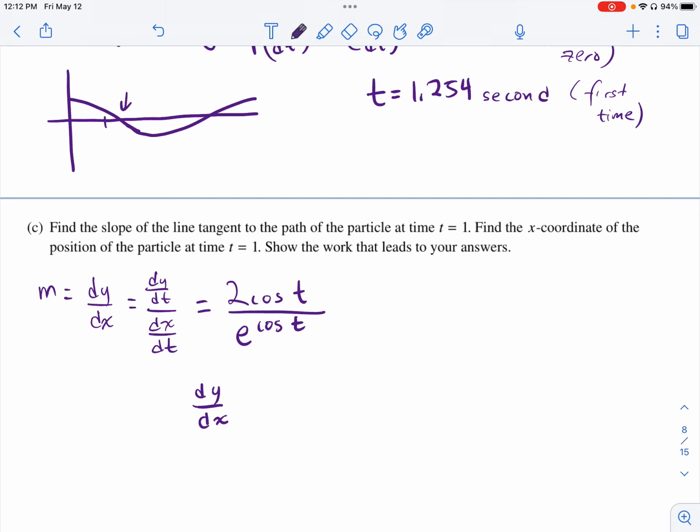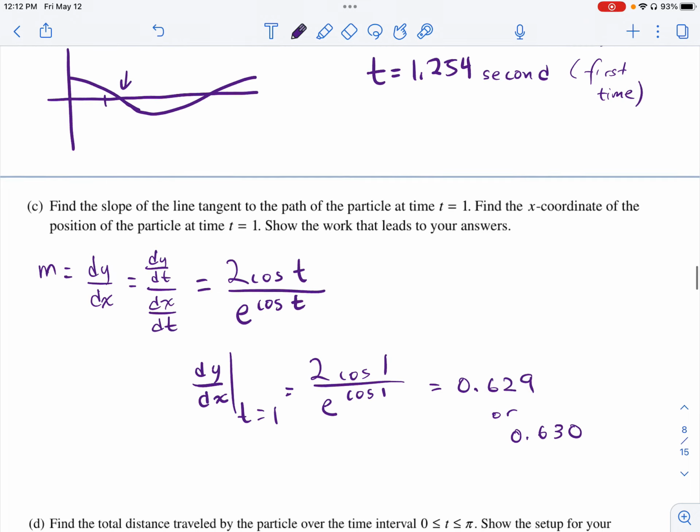Now we can find dy/dx evaluated at t equals 1, which is going to be 2 cosine of 1 over e to the cosine of 1 power. Punch that into your calculator, and you should get 0.629 if you are truncating, or 0.630 if you are a rounder.